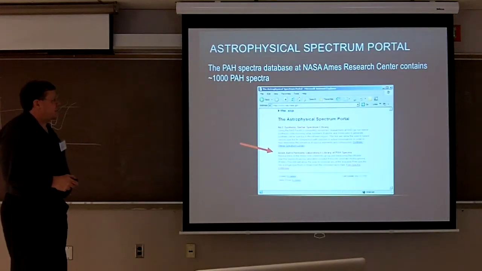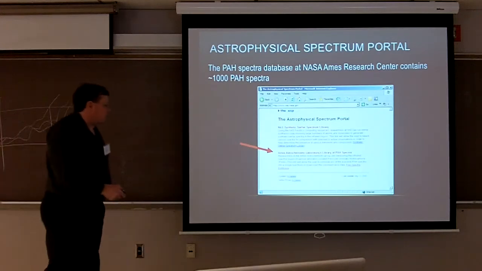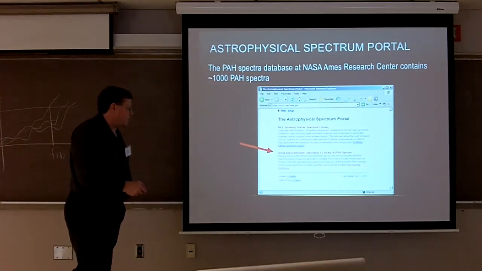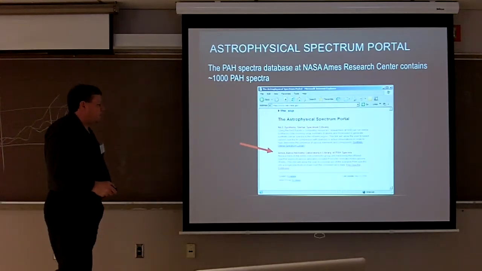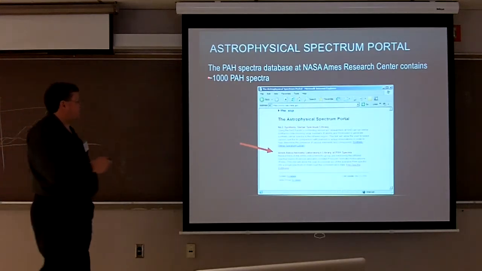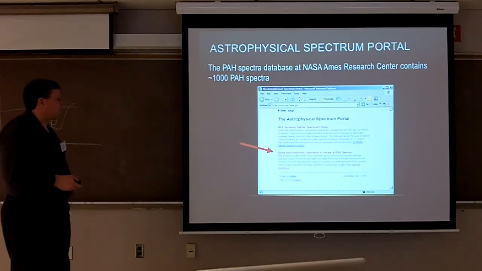The database at NASA Ames now exists, I don't know if it's public or not. I haven't looked for a while. I got the data directly from them, but this is the portal, and you can get PAH spectra for around 1,000 different species.